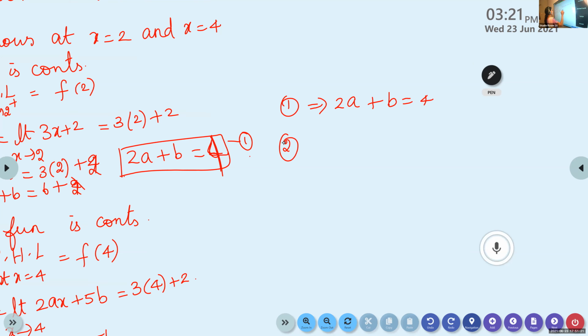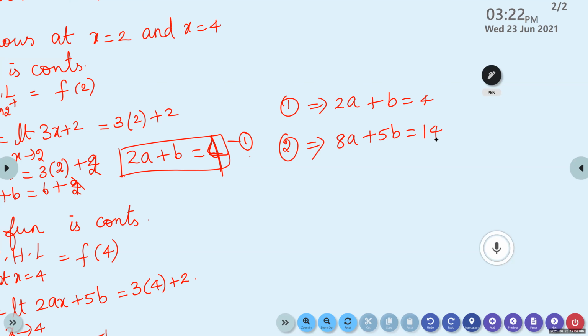And what about the second equation? Aryan, can you give the second equation? Yes, what is the second equation, Gauri? 8a plus 5b is equal to 14.